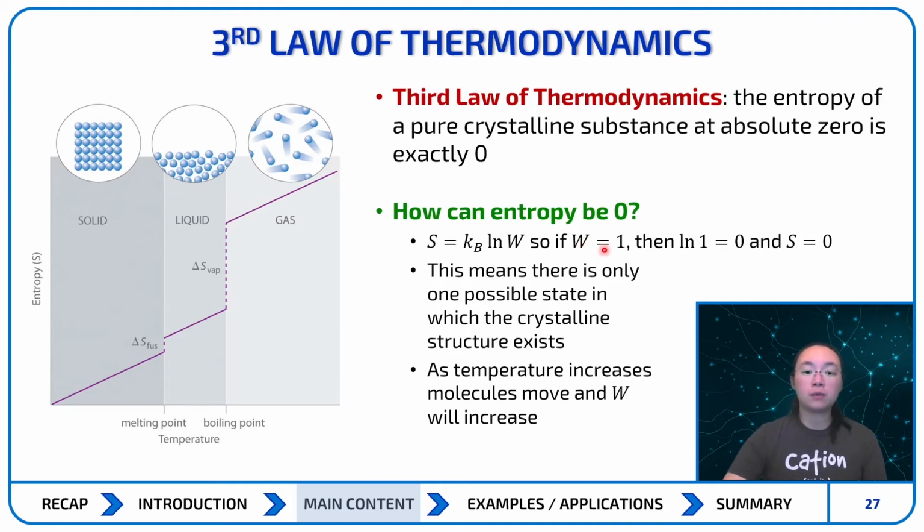So if W is equal to 1, then ln of 1 is equal to 0, so then your whole term for S becomes 0. This means that there is only one possible state in which the crystalline structure exists. And as temperatures increase, the molecules are going to start moving a little bit more, and the number of states is going to increase. So therefore, the third law of thermodynamics simply states that the entropy is going to be 0 for a crystalline substance that's pure and exactly at absolute 0.